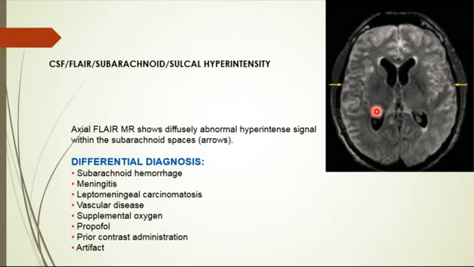GA, but short acting. It develops and wears off quickly, so the anesthesia group likes to prefer it. Also prior contrast administration, and it can be an artifact. If you have FLAIR on the machine and for some reason the machine does not suppress the CSF properly, you will see hyperintense signal. But at that time the CSF in the ventricle is also not suppressed. It suppresses it in parts and in part not.